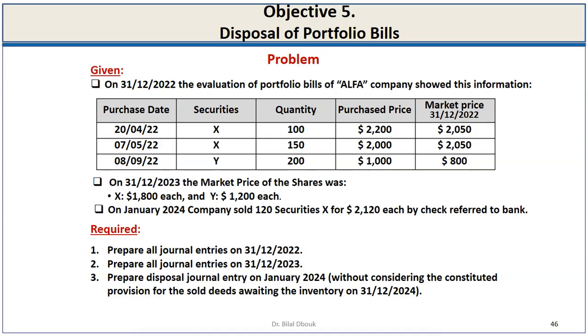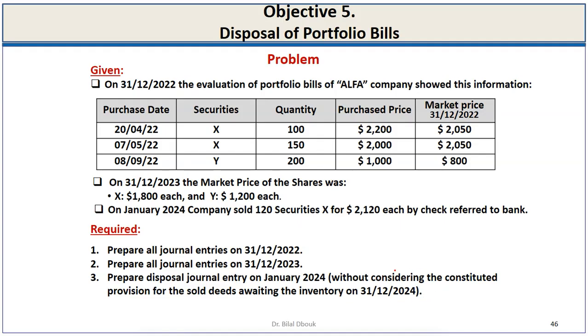On 31/12/2023 the market price of the shares was, for X, $1,800 each, and for Y, $1,200 each. In January 2024 the company sold 120 securities X for $2,120 each by check referred to the bank. We have to prepare journal entries on 31/12/2022, journal entries on 2023, and prepare the disposal journal entry in January 2024 without considering the constituted provision for the sold deeds, awaiting the inventory on 31/12/2024.